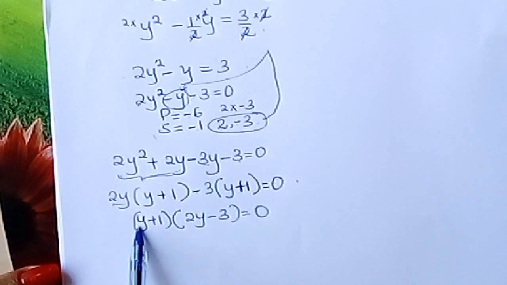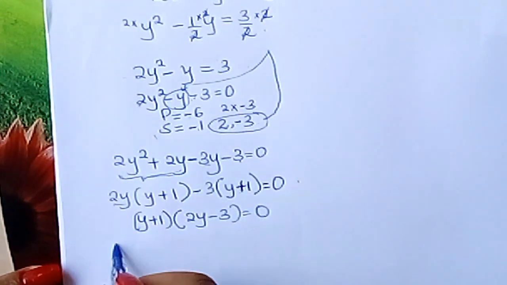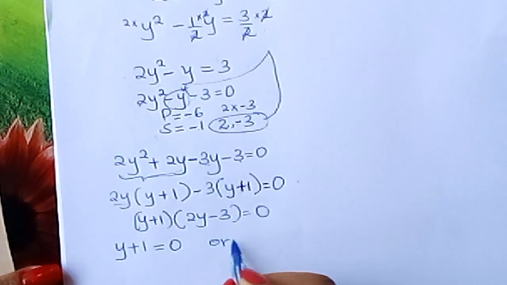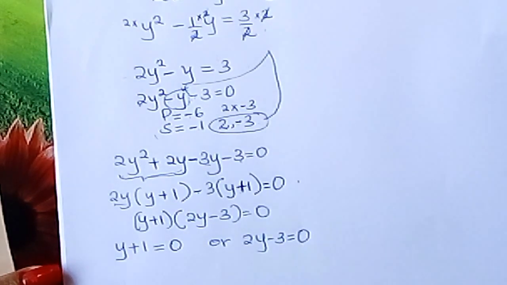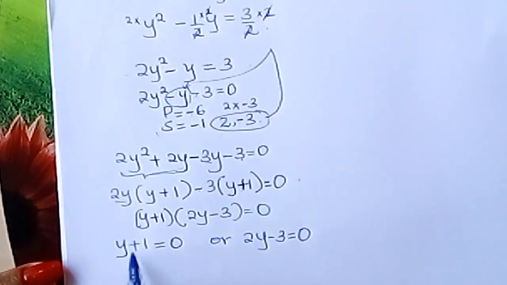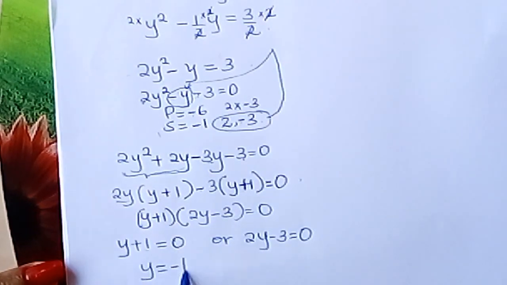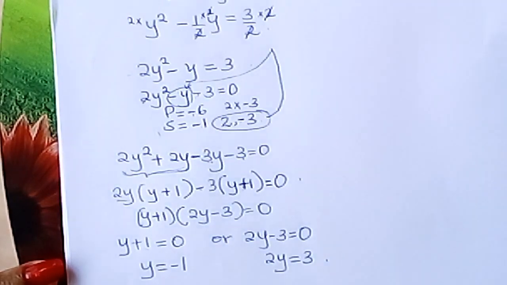So learner, it means either this bracket is equal to 0 or this is equal to 0. So y plus 1 is equal to 0, or 2y minus 3 is equal to 0. So what is y? Take this to the other side, you get y is equal to negative 1. What about here? 2y is equal to what? Take negative 3 to the other side, you get 3.